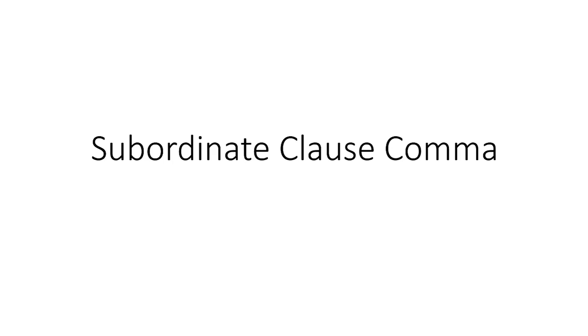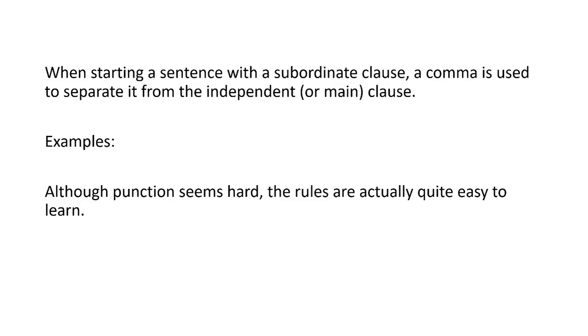Subordinate clause, comma. We start looking at this usually towards end of term 1, beginning of term 2. So when starting a sentence with a subordinate clause, this is our key thing here: a subordinate clause is something that can't stand on its own, it's subordinate. A comma is used to separate it from the independent or the main clause. Now you don't have to worry about these terms. We knew this, high repetition gets us there.